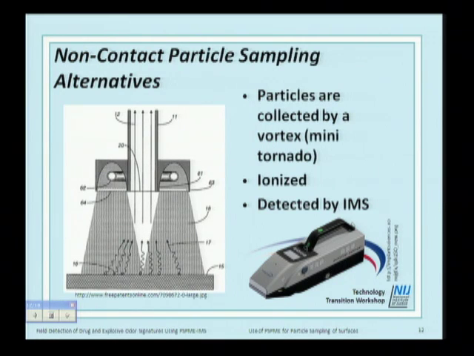Now, there are other ways to do particle sampling that involve no contact. And I'll show you one way here, which is to produce a high flow of air onto a surface, disturbing that surface, and then sucking in any particles that are coming off the surface. So this is called a vortex, a mini tornado that's created onto the surface. Then the particles are sucked into the IMS and then ionized and detected as normal by the IMS.